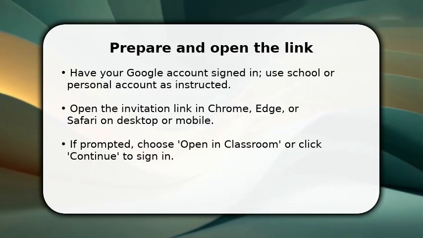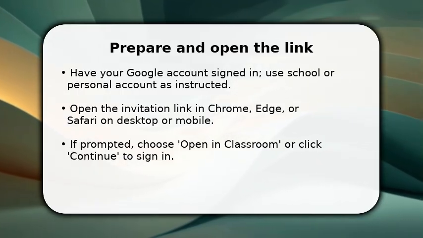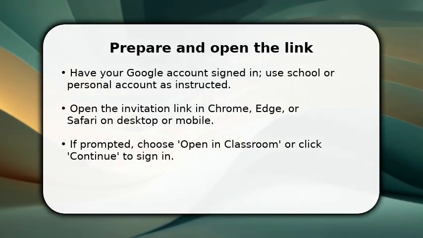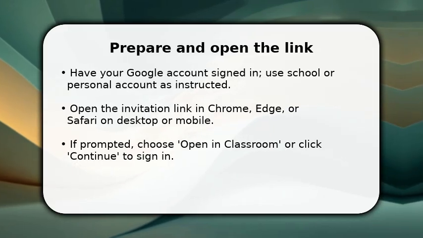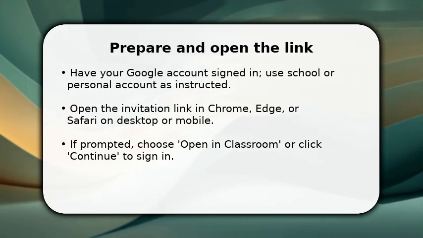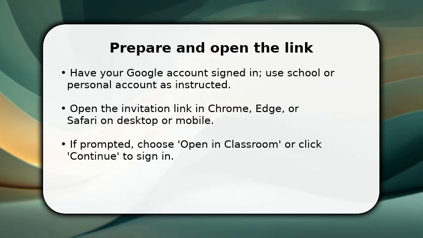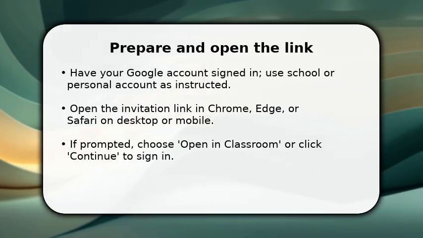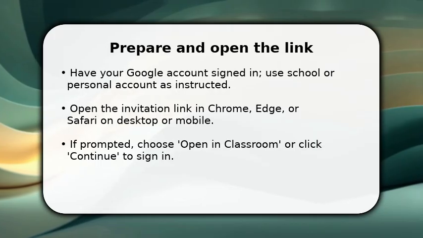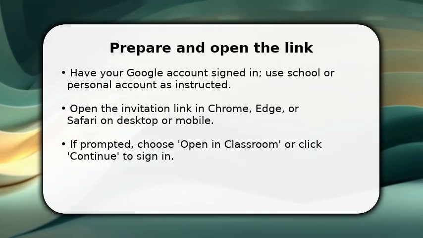You start by confirming you're signed into the correct Google account because Classroom ties classes to that identity. Once done, click or tap the class link provided by your teacher. If a browser asks, allow it to open in Google Classroom or continue in the web view. This ensures the join token transfers correctly.